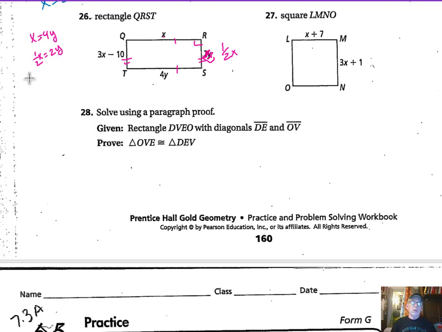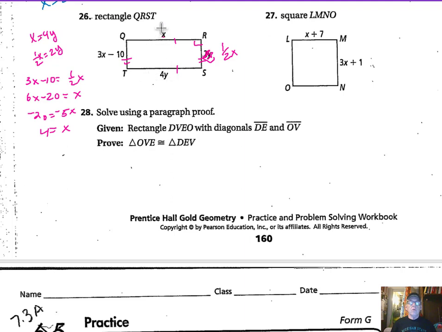So since they're congruent, I can set them equal to each other. 3x minus 10 is equal to 1/2 x. Double everything to get rid of the 1/2. 6x minus 20 is equal to 1x. And take 6x away from both sides. Minus 20 is equal to minus 5x. Divide by negative 5, x is equal to 4.